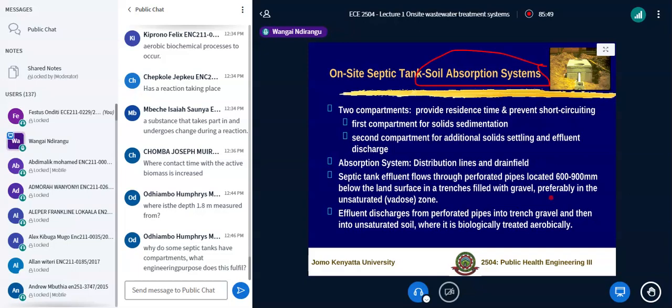Humphrey, where is 1.8 meters measured from? From the surface of the water, not from the cover, from the surface of the water.